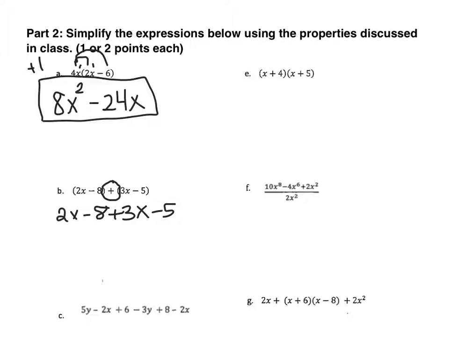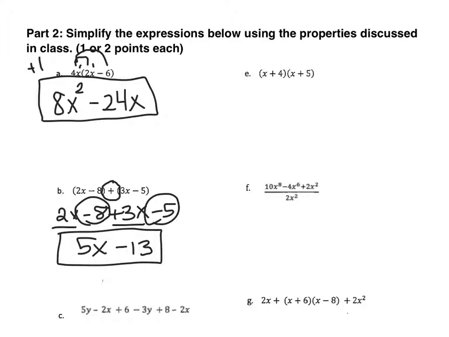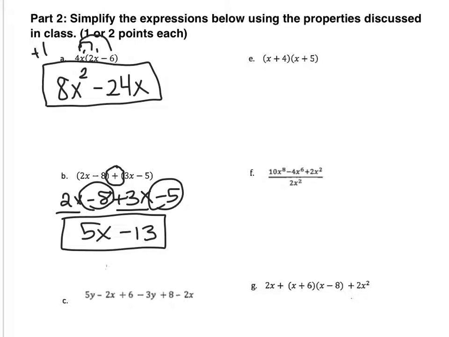Combining your like terms, you get 2x plus 3x, which is 5x's. And you have negative 8 minus 5, which is negative 13. You're done. So a lot of you made that one a lot harder than it needed to be. You were simply just combining like terms because you were adding, not multiplying.